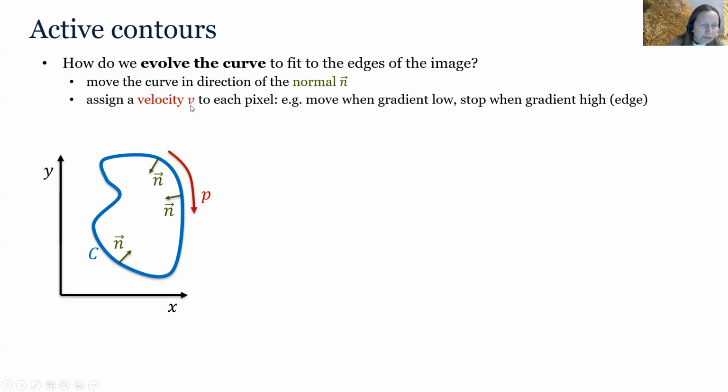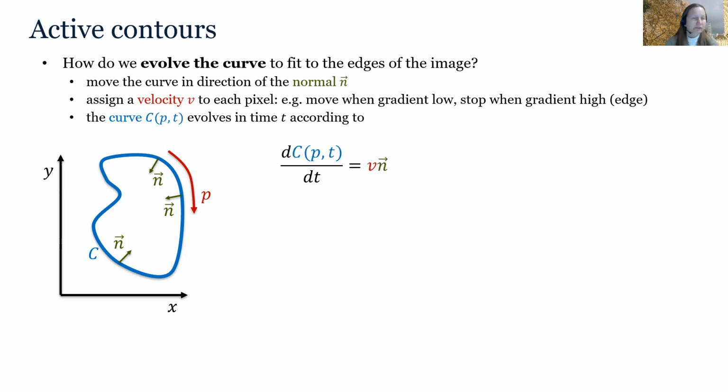And we will have a velocity map that is defined for each pixel. We want the velocity to be large when we have a flat region with no features, so then we should go fast. But if we have an edge, then we want to stop because we want the curve to stick to the edges. So basically we will calculate the image gradient, and the velocity will be high when the gradient is low and low when the gradient is high, because high gradient means edge. So actually it can be the inverse gradient magnitude of the image intensities.